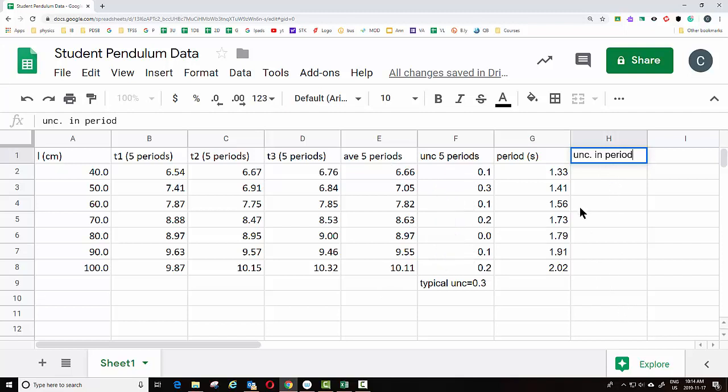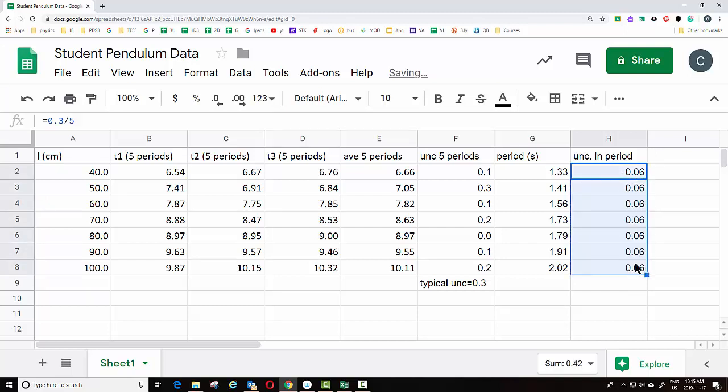Which means that basically you're going to take that typical uncertainty, 0.3, and you're just going to divide it by 5. And I'll make that an equal sign as a formula again. So my uncertainty in the period is 0.06, and that's going to stay the same for all of those because I'm using this typical uncertainty value.